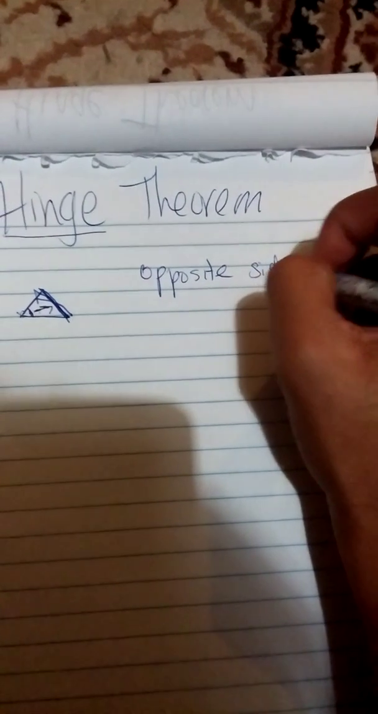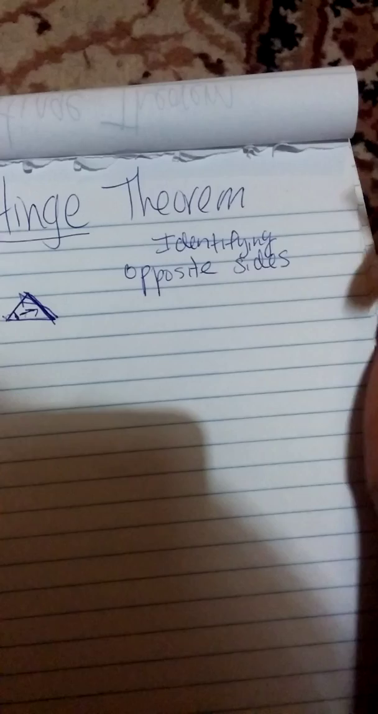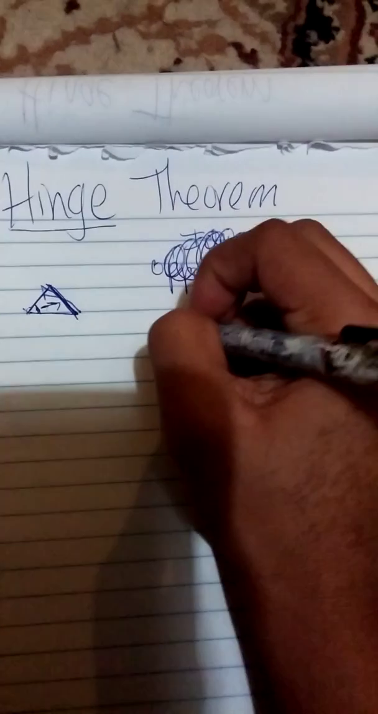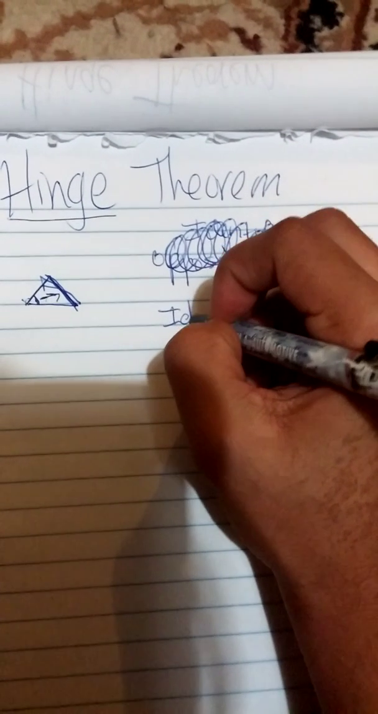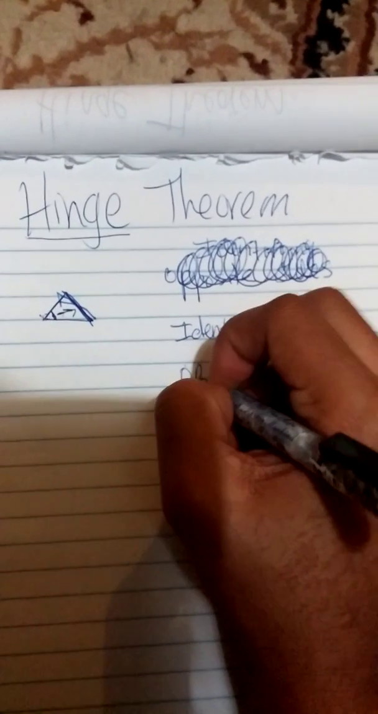So this brings me to the first thing we need to talk about in order to understand and do hinge theorem problems, which is identifying opposite sides. I'm sorry, my handwriting is so bad. Let's try that again. Identifying. That's a little bit better. Opposite sides.